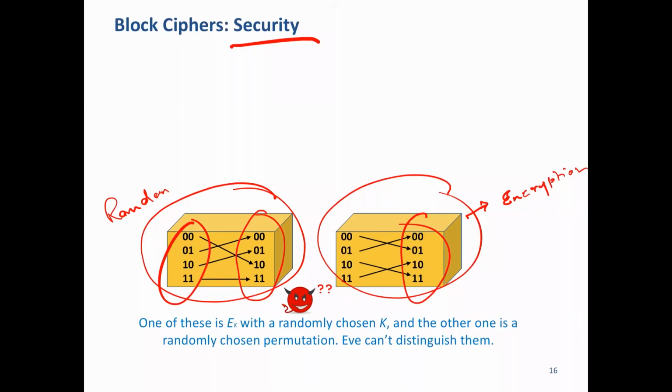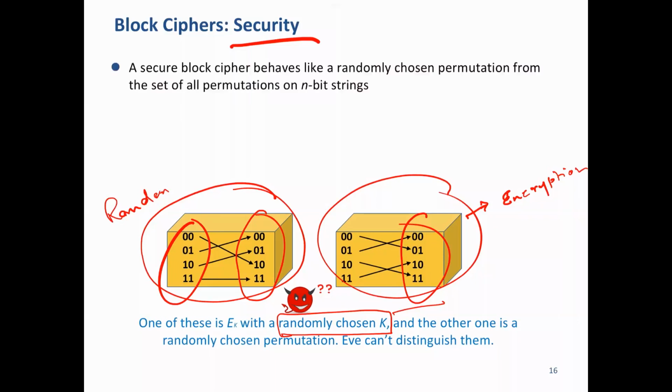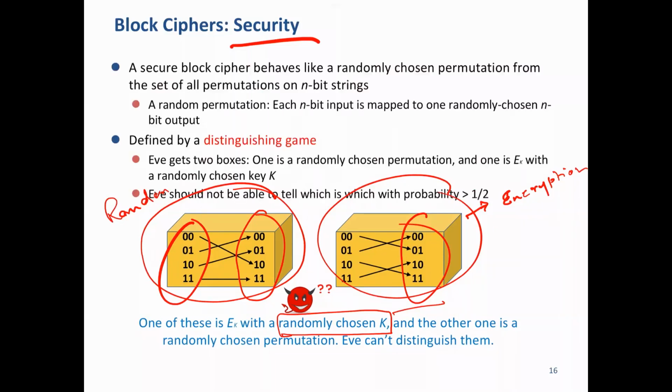Okay, so you have two of these permutations. One of these is through a randomly chosen key k and encryption, which comes out with an output, and then you ask somebody which one of these is through random permutation, and which one is through encryption. If one can't distinguish, then you can say it's secure. All right, it's called the distinguishing game.